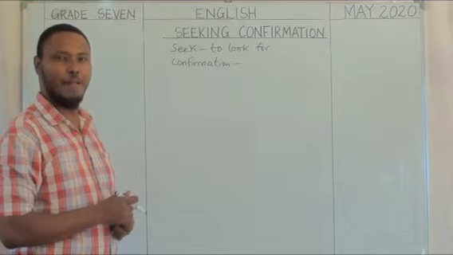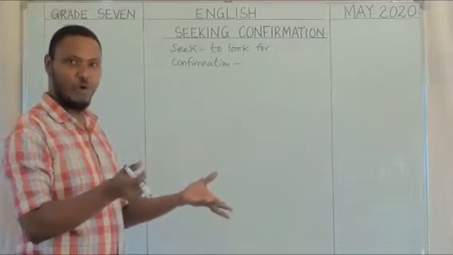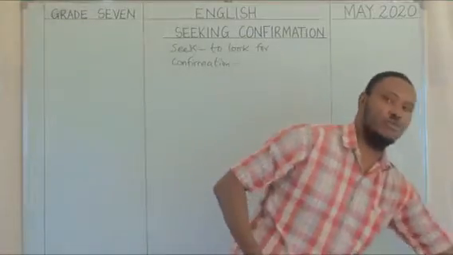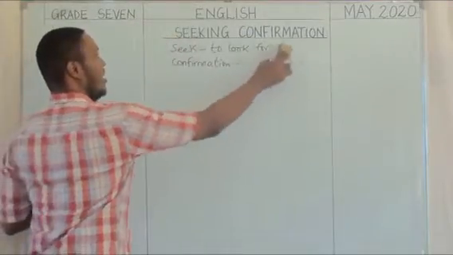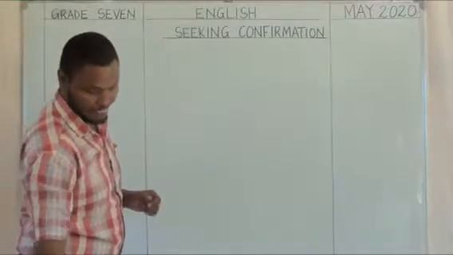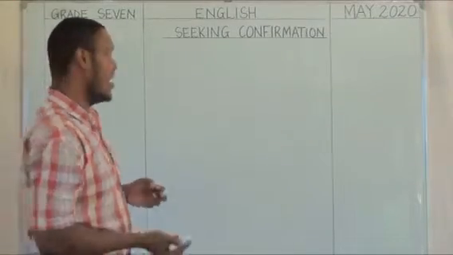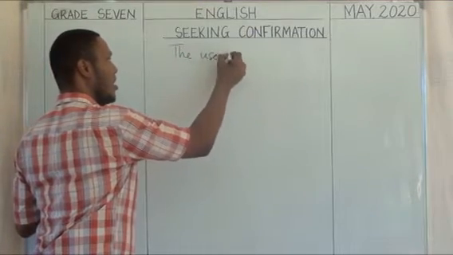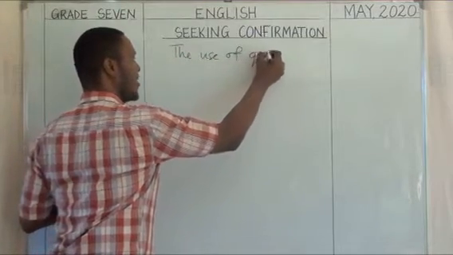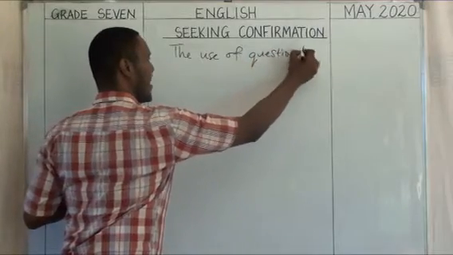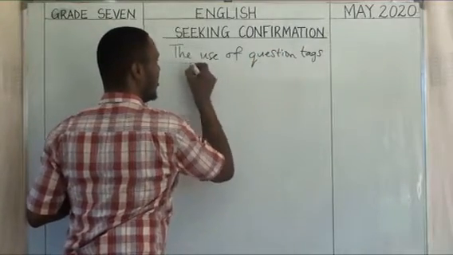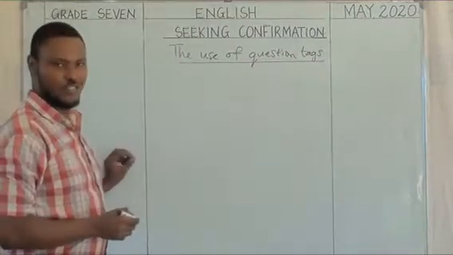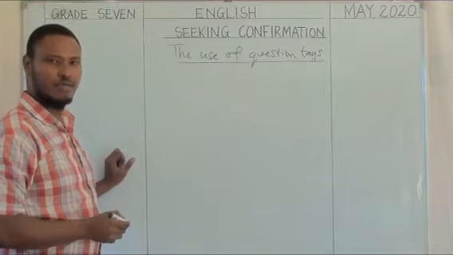Now in English grammar, we have a number of ways of seeking confirmation, and we're going to look at one of those ways. One of the ways of seeking confirmation that may not be very new to you is the use of question tags. The use of question tags. What is a question tag?